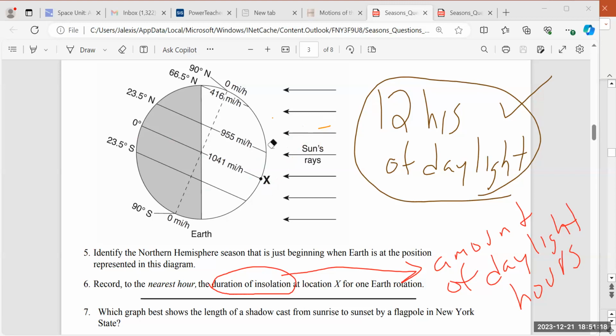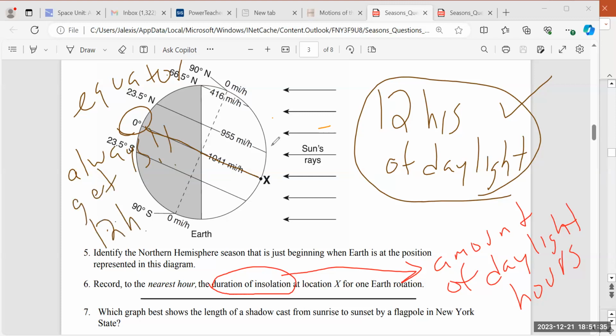Okay. Another reason that we know that location X gets 12 hours of daylight is because the latitude that's given at this point is the equator. And one thing we know about the equator, if you're located anywhere on the equator, you always get 12 hours of daylight. That's what's special about the equator. The equator always gets 12 hours of daylight, no matter what time of year it is. It always gets what, everybody? That's right, 12 hours of daylight. Let's keep going.